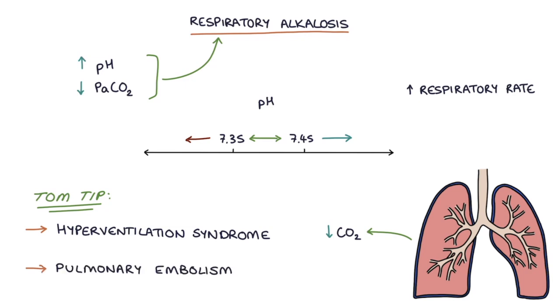The way you can distinguish between hyperventilation syndrome and pulmonary embolism is that patients with a PE will have a low PaO2, or partial pressure of oxygen, and they'll be hypoxic, whereas patients with hyperventilation syndrome will have a high PaO2.